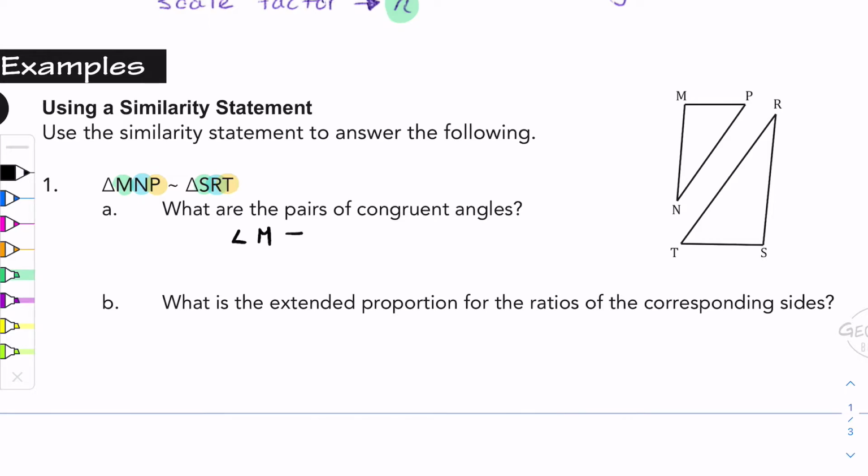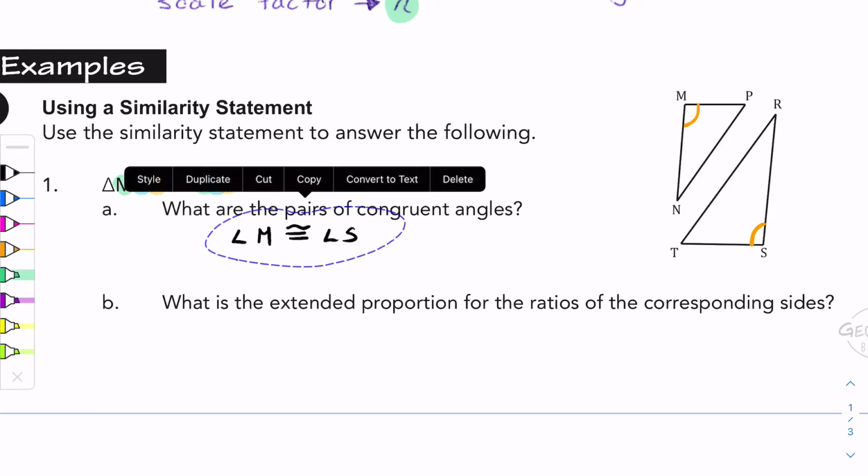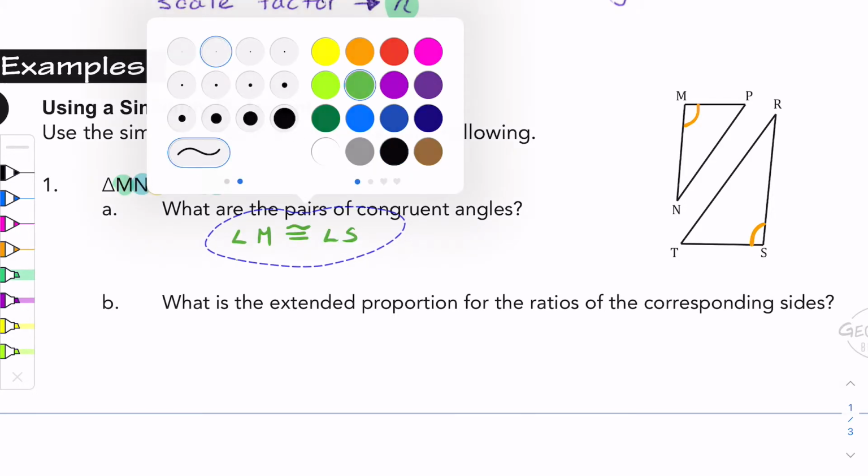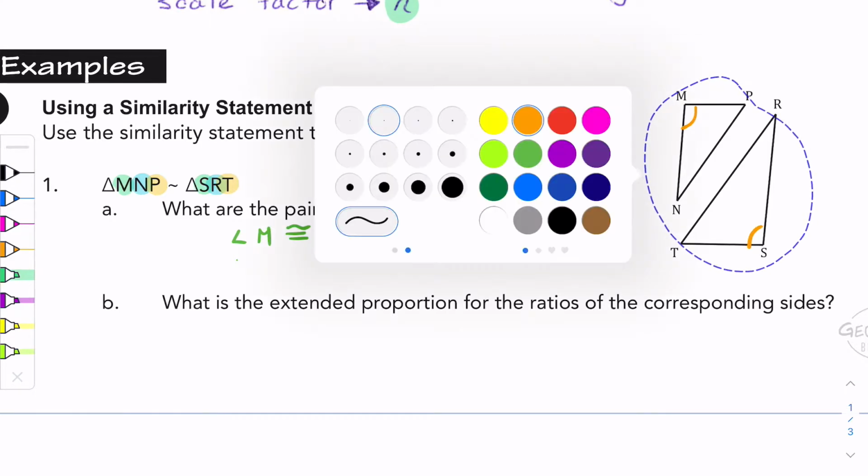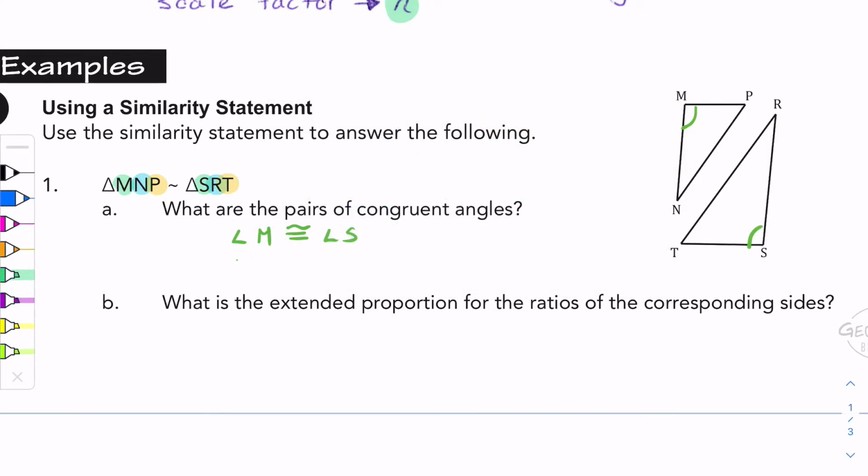Angle M is congruent to angle S, and I'm going to mark it on my figure. Angle N is congruent to angle R. And lastly, angle P is congruent to angle T.